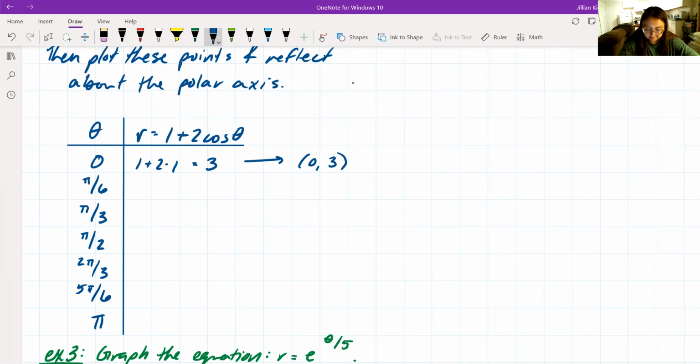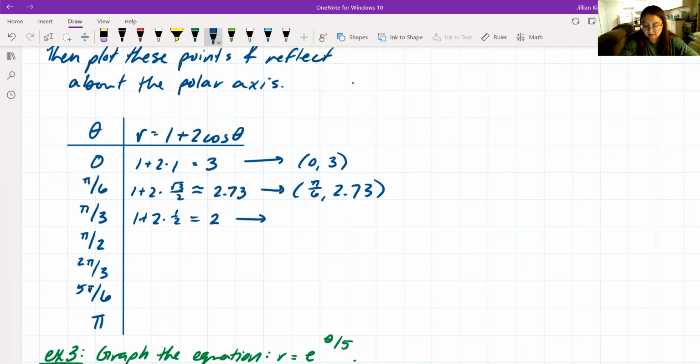Then for pi over 6, we're going to get 1 plus 2 times the square root of 3 over 2. And we want to use a calculator to find this exact value. When we do, it's going to come out to about 2.73, which means that our next ordered pair is pi over 6 and 2.73. Then for pi over 3, we get 1 plus 2 times 1/2, which is going to end up giving us 2. So our point here is pi over 3 and 2. Then for pi over 2, we get 1 plus 2 times 0, which is just 1. So we get pi over 2, 1.